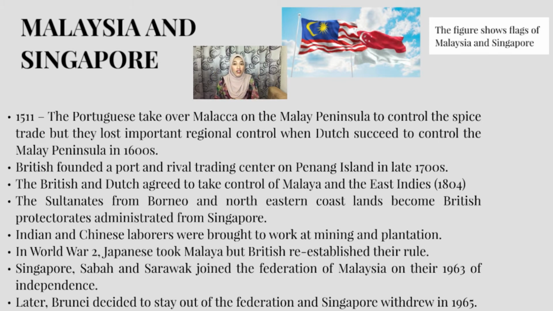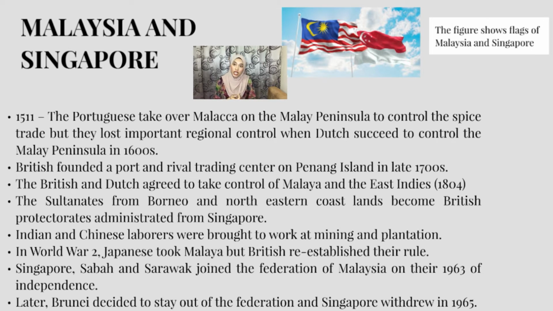In the late 1700s, the British founded a port and rival trading center on Penang Island that related to their sales of Indian opium. In 1804, the British and Dutch agreed to control Malaya and the East Indies together. Then, in 1819, the British put a new port at Singapore and controlled the Malay states by diplomacy. The sultanates from Borneo and northeastern coastlands became British protectorates administered from Singapore.